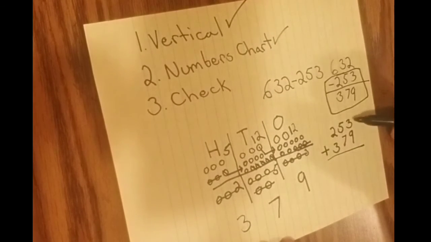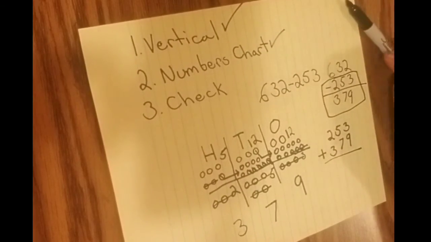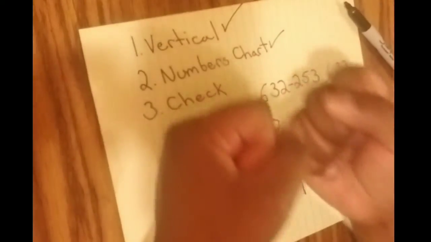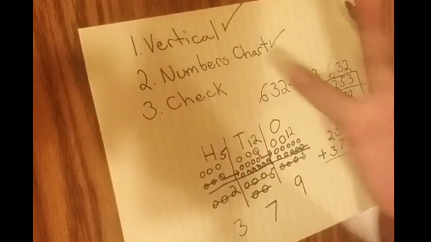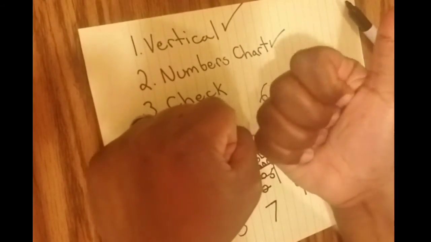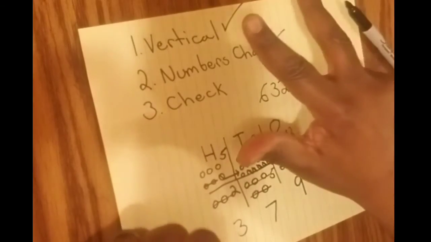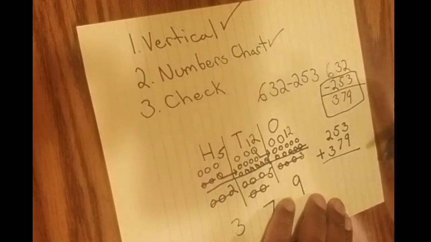So first I add my ones place. I have 3 plus 9. Now I will grab 9 in the air and then I will count till I get to 3 fingers. So I have 9, 10, 11, and 12. I have 12. So 3 plus 9 is 12.